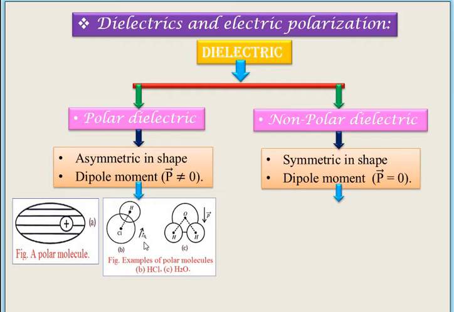The direction of the dipole moment is shown here from negative to positive charge, because here Cl is negatively charged, hydrogen is positively charged. The direction of dipole moment is from negative to positive. Second example is the H2O molecule. Hydrogen is positively charged, oxygen is negatively charged.